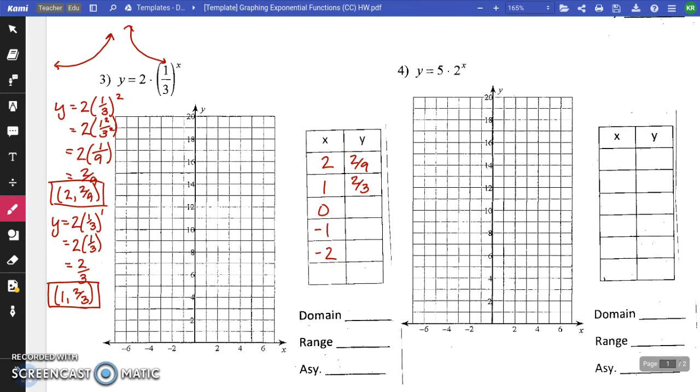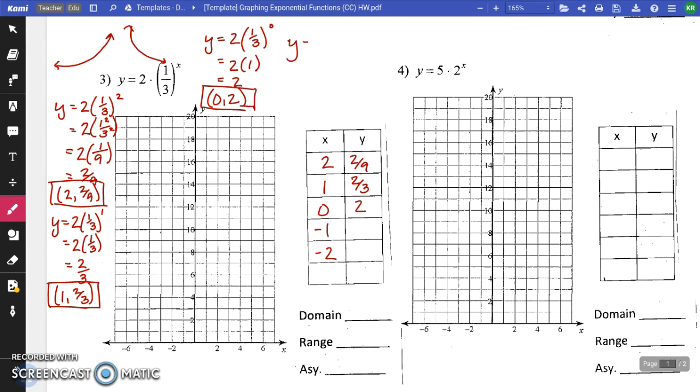Okay, so now let's do 0. So if I put in 0, it's going to be 2 times 1/3 to the 0 power. Well, anything to the 0 power is 1, and then times 2 would be 2. So we'd have the ordered pair 0, 2.